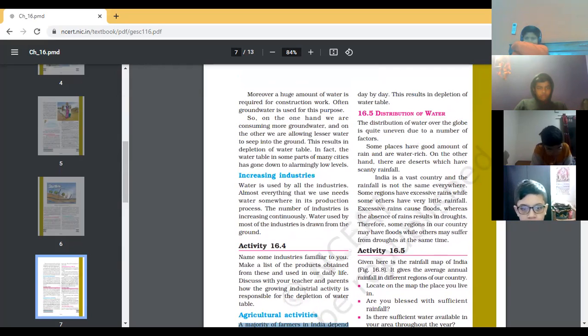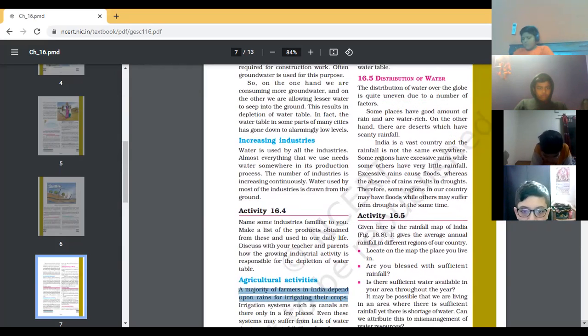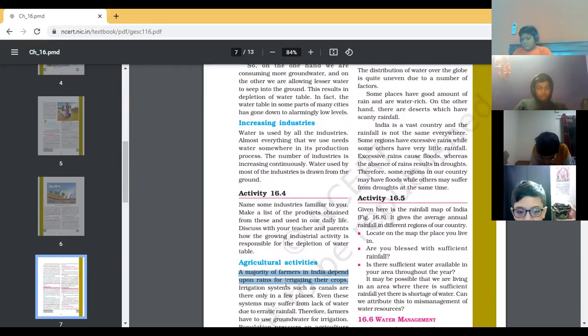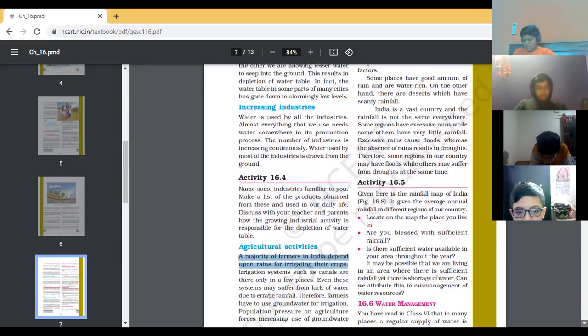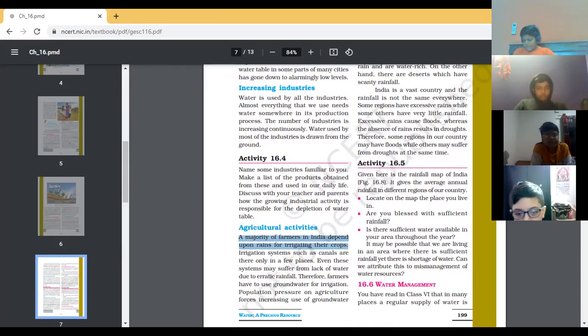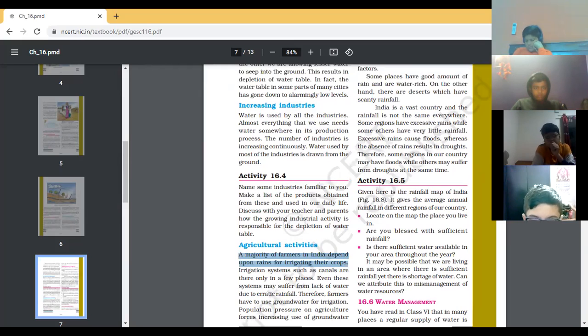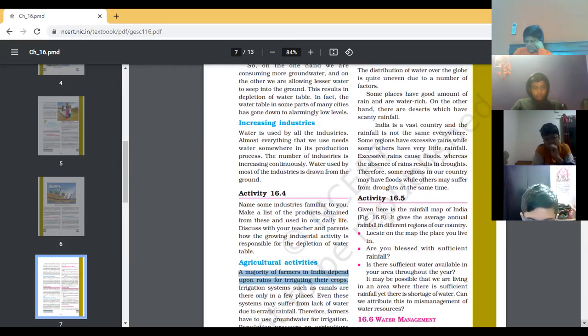Okay, beta. So already we have read that in agricultural activities, farmers depend upon the rain for irrigating the crops. Whenever the crops are grown by the farmers, what do they do? They use different irrigation systems such as the canals, and they make use of the groundwater for irrigation. But if the groundwater is not recharged, then what will happen? There will be a lack of water. Even the scarcity of water can affect the agriculture activities.